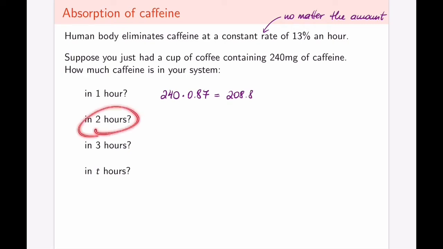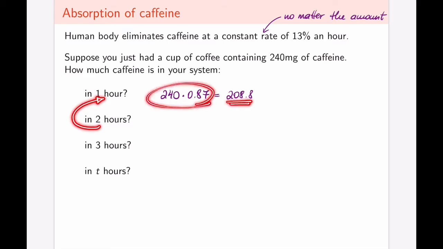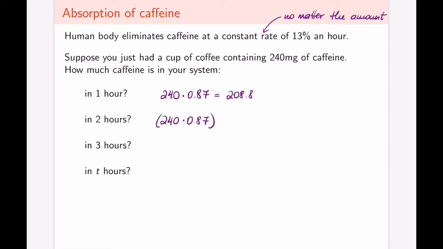What's going to happen in 2 hours? Well, the body eliminates caffeine at a constant 13% an hour. So in 2 hours, we're going to have 87% of what was there in 1 hour. So I can have 240 times 0.87, and then 0.87 of that, whatever number that ends up being.